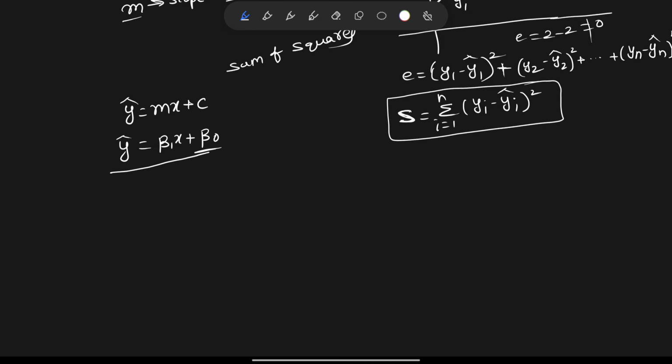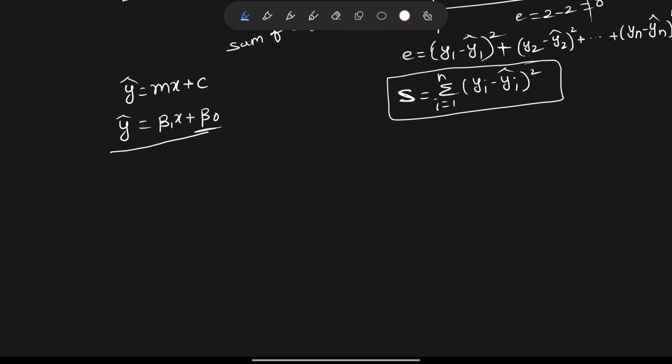So we can substitute this y cap in the S equation. Then it will become summation i equal to 1 to n. We can simply write it as summation of yi minus beta 1 xi minus beta naught, whole square.